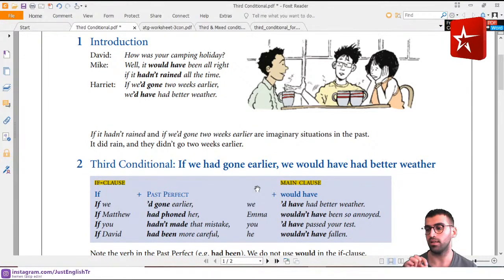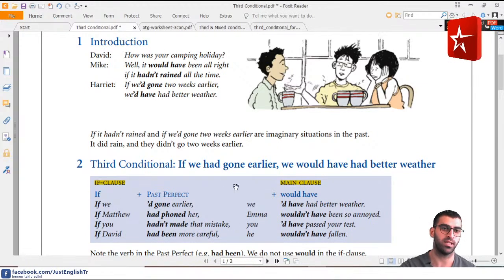And you have to know, past perfect means had plus past participle. Like had gone, had found, hadn't made, had been. For example, if we had gone earlier, if Matthew had found her, if you hadn't made that mistake, or if David had been more careful. So in the if side, we use past perfect. Just past perfect.